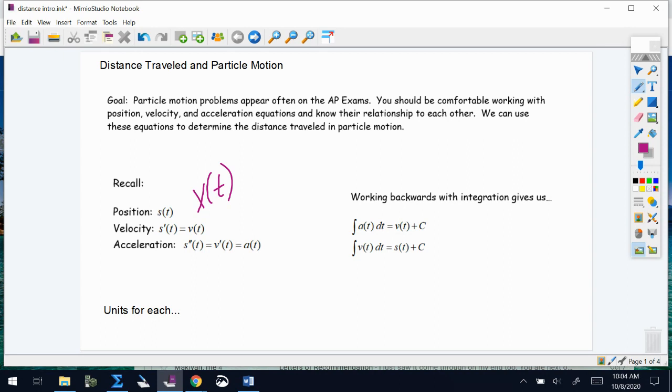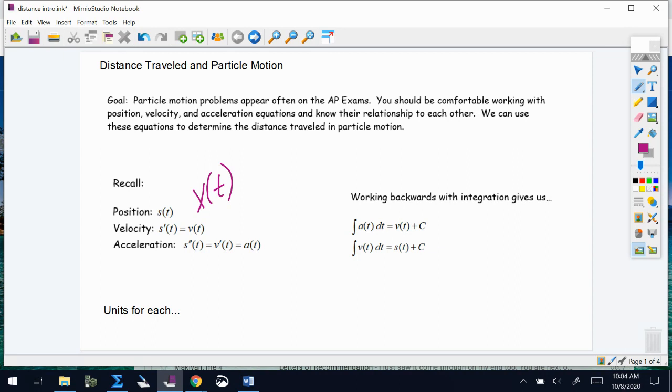We can also work in reverse. If I integrate acceleration, I get velocity, and if I integrate velocity, I get position. A lot of times with these, we have to use an initial condition. Like if we know our starting velocity or our starting position, this is what allows us to find our C value. Those would have been things that we did back in Chapter 2 for the derivatives and Chapter 4 for the integrals.